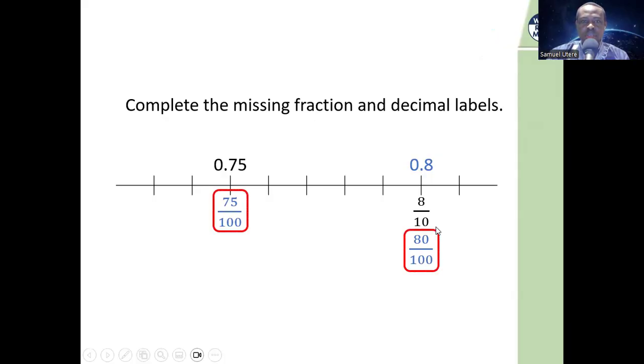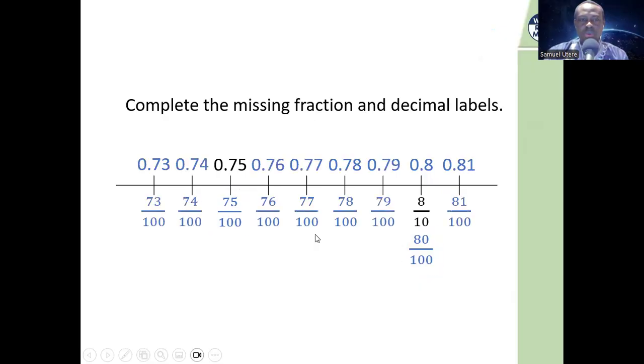Now that we have that information, we can complete the labels for the intervals on the number line. So we know 80 hundredths and 75 hundredths, the difference between them is 5 hundredths. And we know that there are 5 intervals between these numbers. So if we divide 5 hundredths by 5, we'll have 1 hundredth each. So each of these intervals is 1/100. So we can now complete the labels for the number line like this.